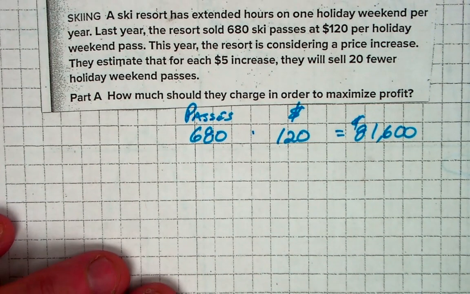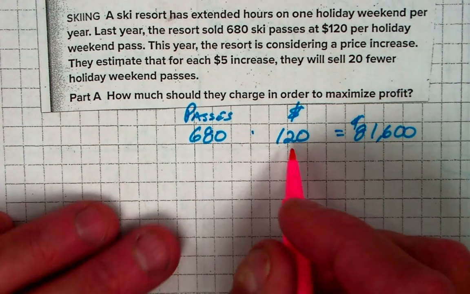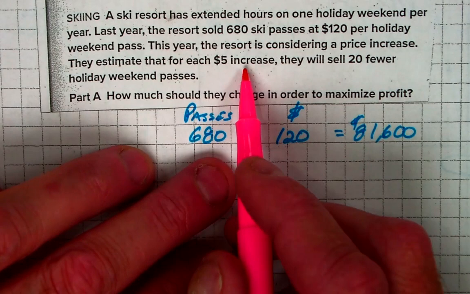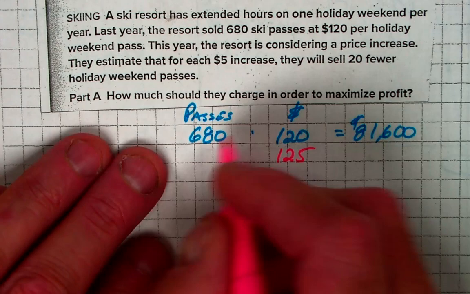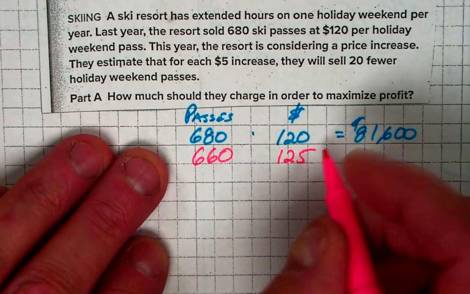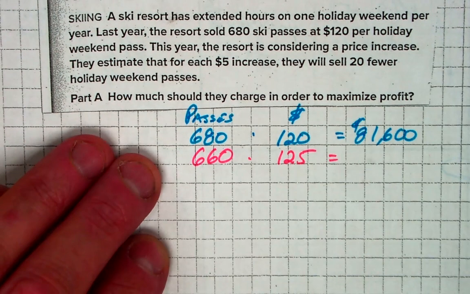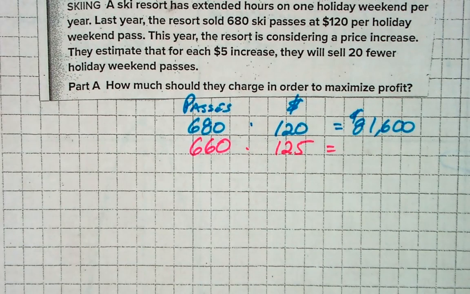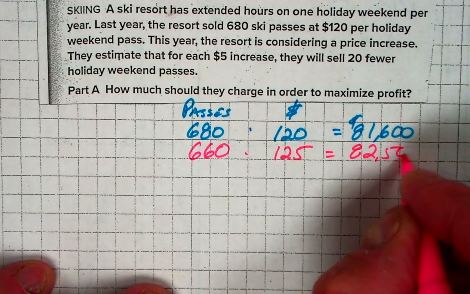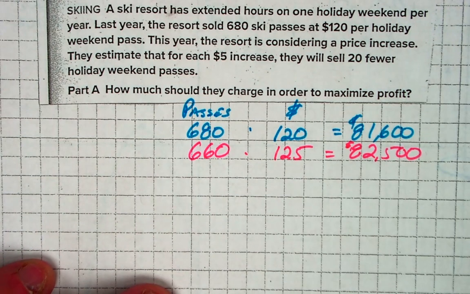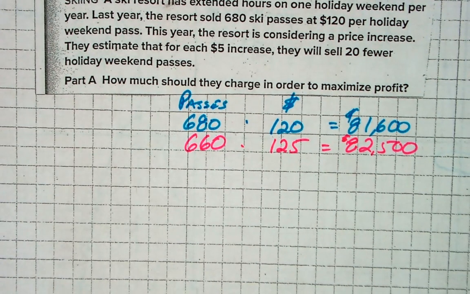I know, exactly. Okay, so here's what's going to happen. $5 increase, so this might turn into $125. They're going to sell 20 fewer passes. And let's see if they're on the right track. 660 times 125, $82,500. So they are making more money. So it seems like that was maybe a wise choice.